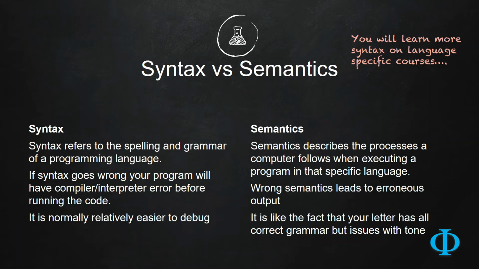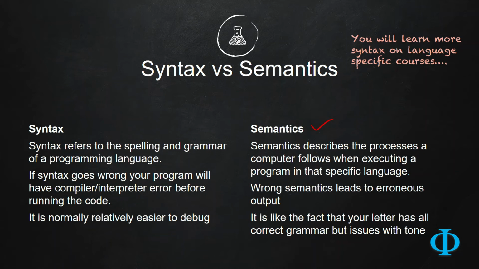Now there is another type of error, which is called a semantic error. Semantics means the process a computer follows when executing a program in a specific language. These are the logical steps. If there is a problem in the solution process of the problem, then you are going to get a semantic error.